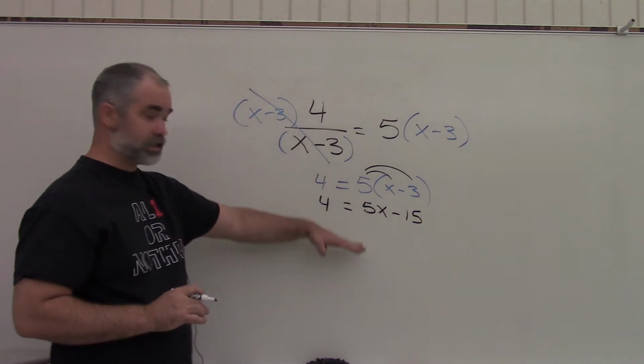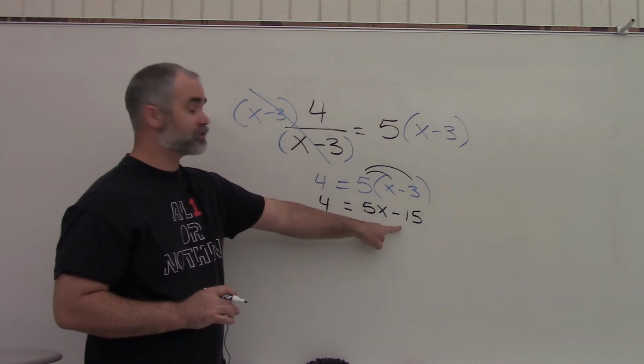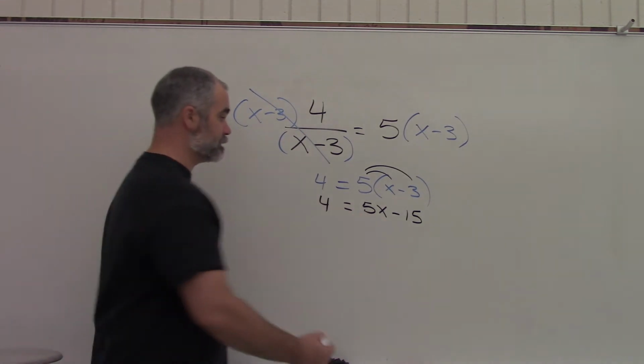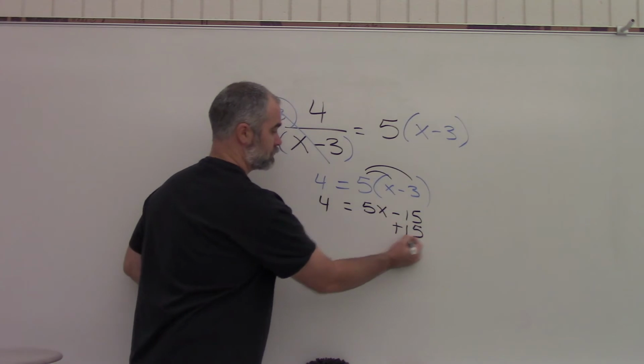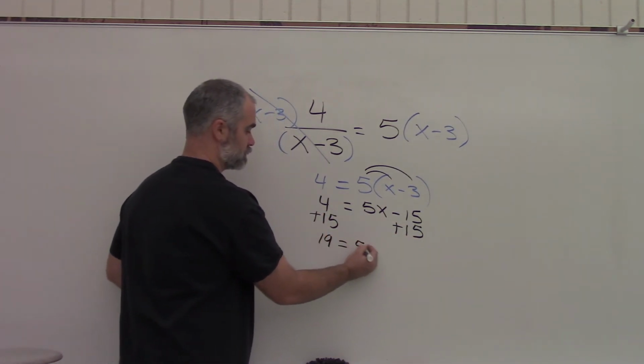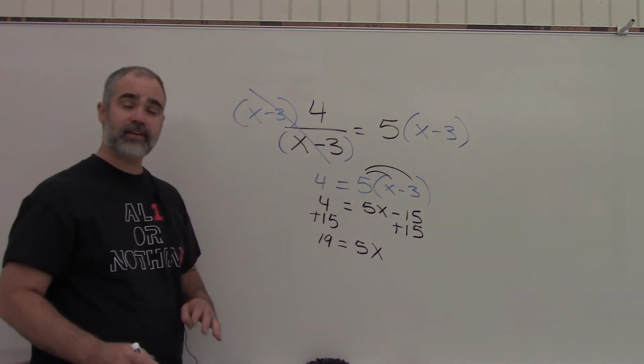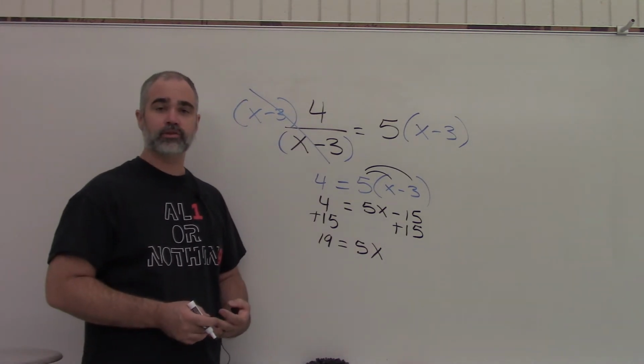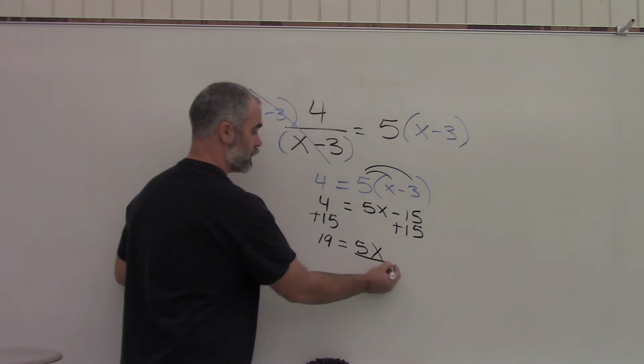Again, we're working straight down the page. The opposite of subtracting 15 is adding 15. So we have 19 equals 5x. Now the opposite of multiplying by 5 is dividing by 5. So let's go ahead and do that.